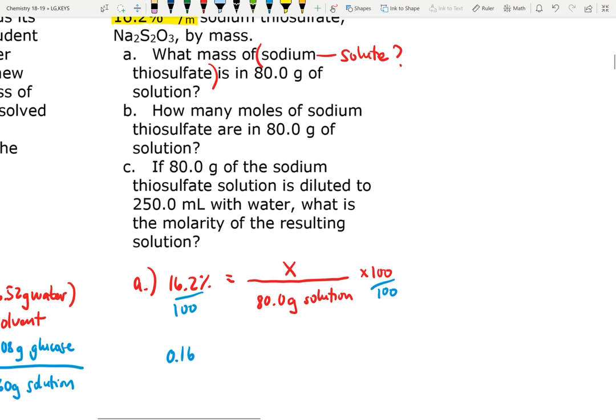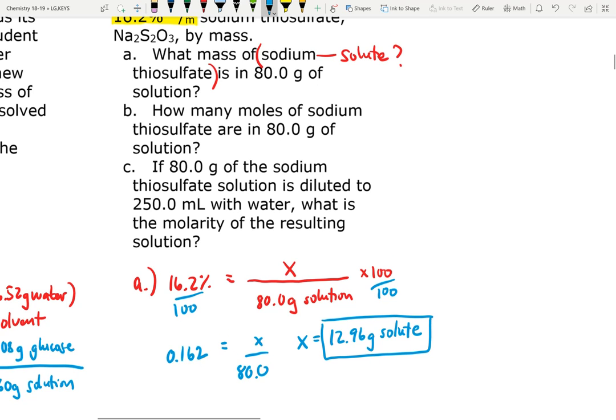I said 2 and I wrote 9. 0.162 equals X over 80 grams, right? And then to solve for x, we're basically going to be multiplying those two numbers together. So x equals 12.96 grams of solute. And we can write solute, you could write sodium thiosulfate, you could write its formula. Any one of those is true. It wants to know what mass, 12.96 grams. So just about 13 grams.